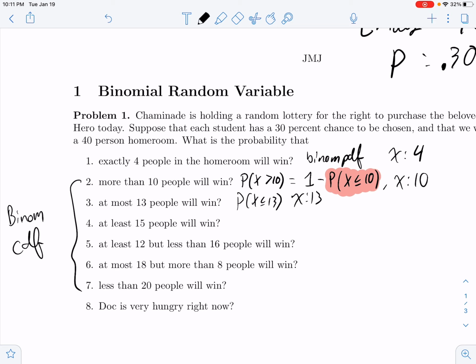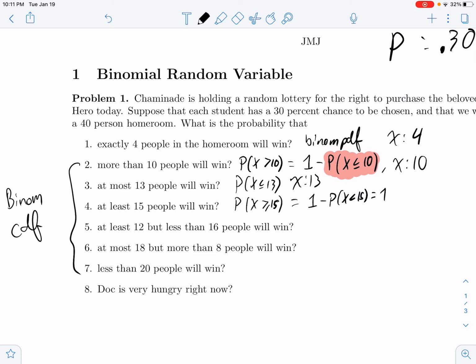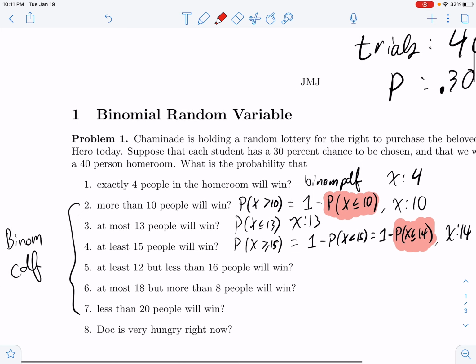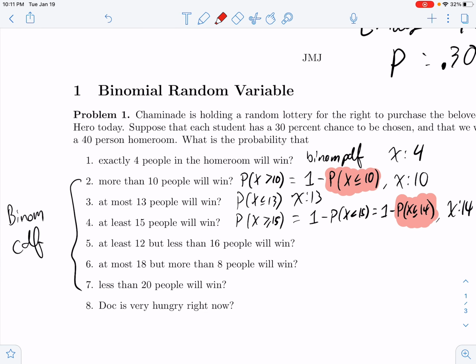At least 15 people, so it's the probability that X is greater than or equal to 15. Now again, our calculator can't handle that. So this is equal to 1 minus the probability that X is strictly less than 15, which is equal to 1 minus the probability that X is less than or equal to 14. And that's the one our calculator can handle. So X will be 14. Again, I plug that into the calculator for binom CDF with 40 and 0.3, and I do 1 minus that number.